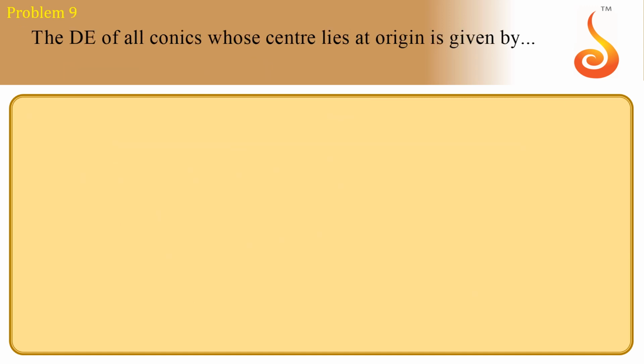Next problem. The differential equation for all conics whose center lies at origin. So what is the equation of all conics whose center is at origin? The general equation is ax square plus 2hxy plus by square equal to 1. Then I want to get the differential equation for this family of conics. So there are 1, 2, 3 arbitrary constants.